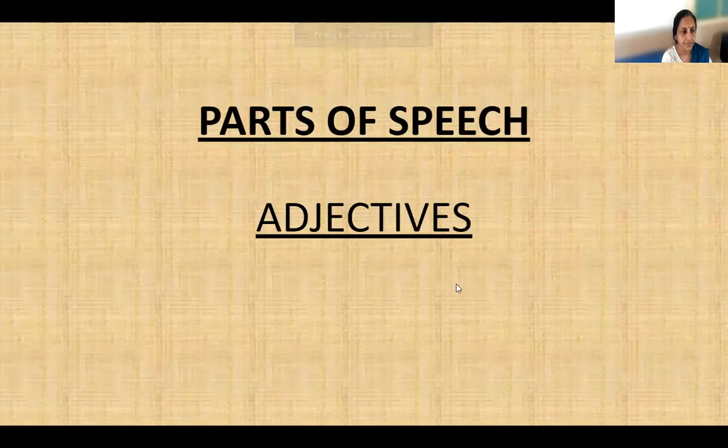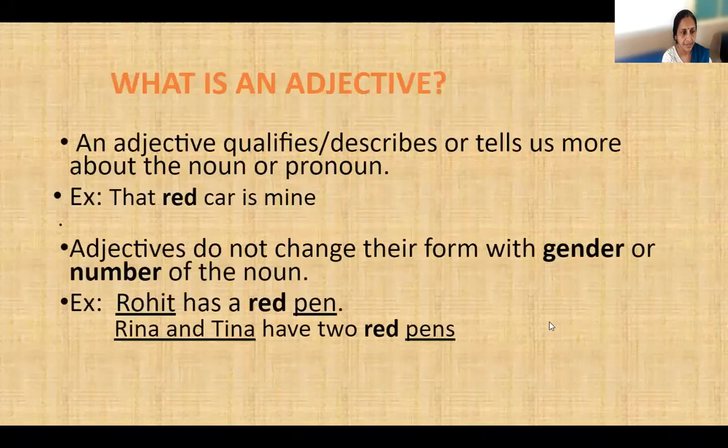So the part of speech we are going to do today is adjectives. So first we come to what is an adjective. An adjective qualifies or describes or tells us more about the noun or pronoun in a sentence. For example, that red car is mine.